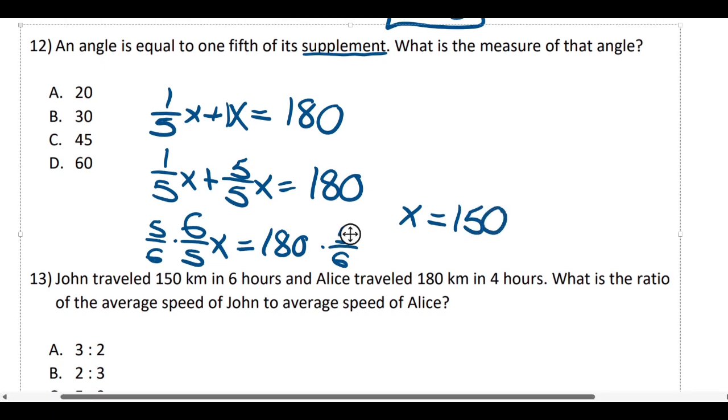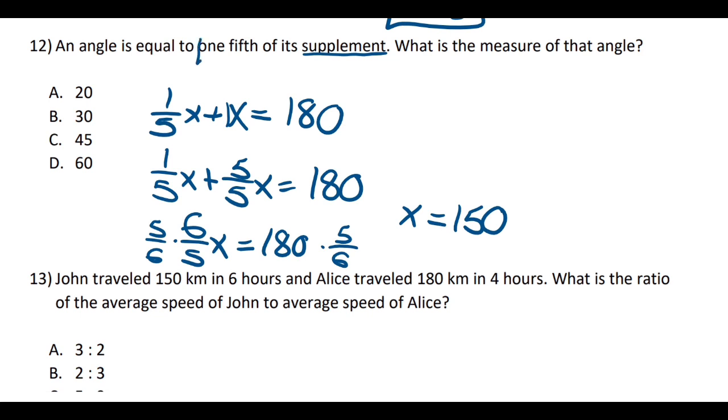Okay, so that's not the actual answer. They're looking for the angle that's 1/5 of its supplement. So since x is 150, we can divide that by 5, or find 1/5 of it, to find the measure of the angle they're referring to, which ends up being 30.